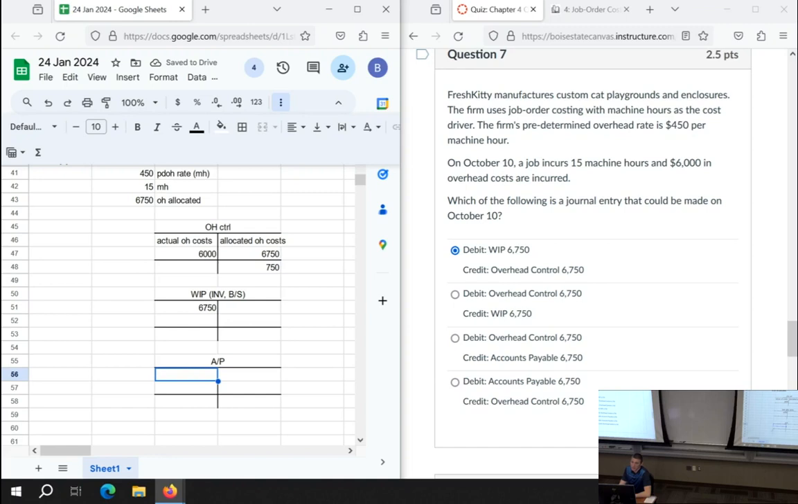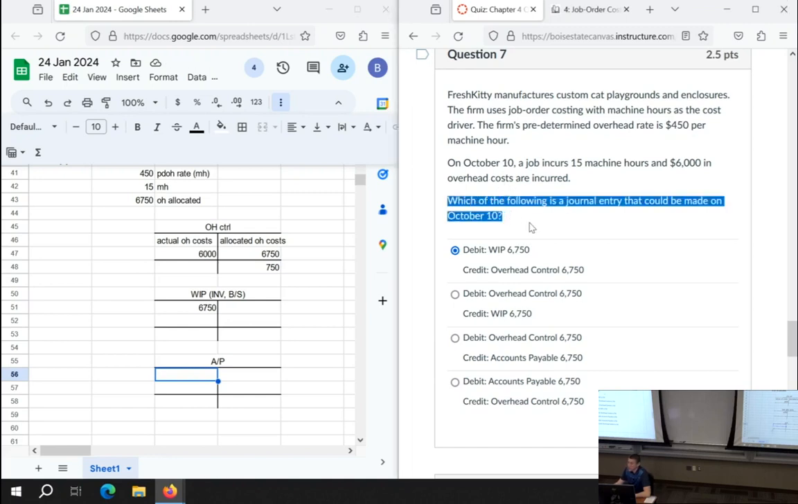I hope not, because both of those, technically speaking, it says which one could be made. Those both could be made. So I'd have two correct answers if I made the question like that. If you see that, let me know, because I messed up.